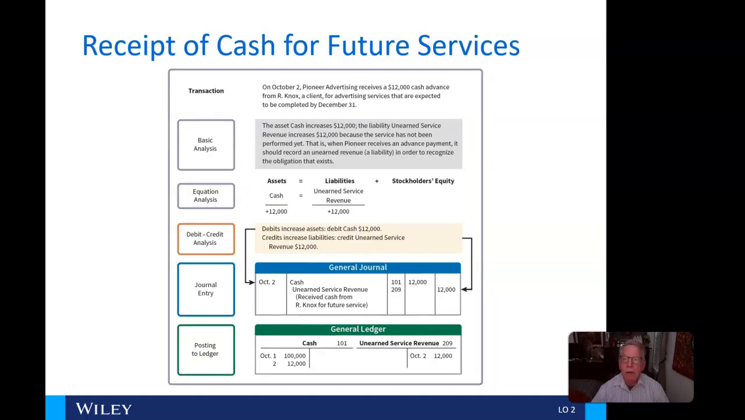Receipt of cash for future services. Here are cash. We've received cash in advance, so this is going to be unearned service revenue. That's a liability, even though it has revenue in its name here. Even though it has revenue in its name, it is a liability because it's unearned. We only show earned revenue in our income statement, and then the effect on the general ledger.